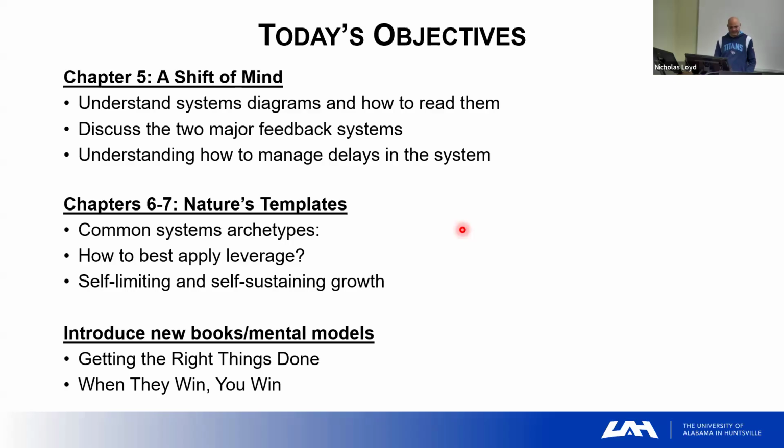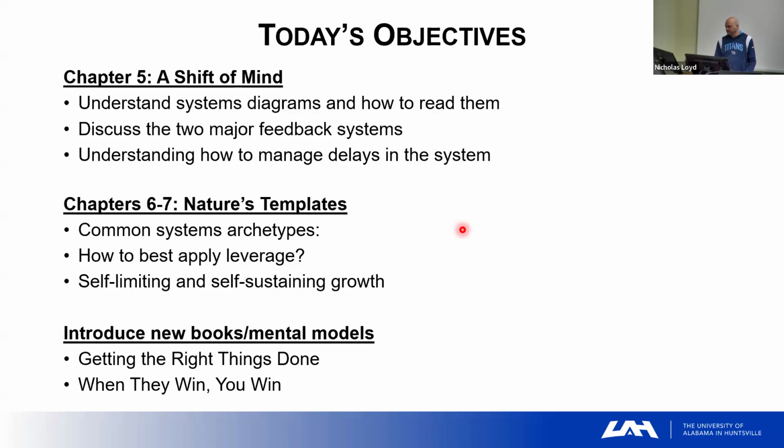And then at the end, we won't really go into the 2 other books of the semester, but I wanted you to start reading so I could spread some of the reading out. The readings from this week involve reading a chapter or so from the other 2 books that we're going to get into: Getting the Right Things Done, which we'll get into in Module 2, and then When They Win, You Win, which I will introduce next week. They both have their merit on their own.